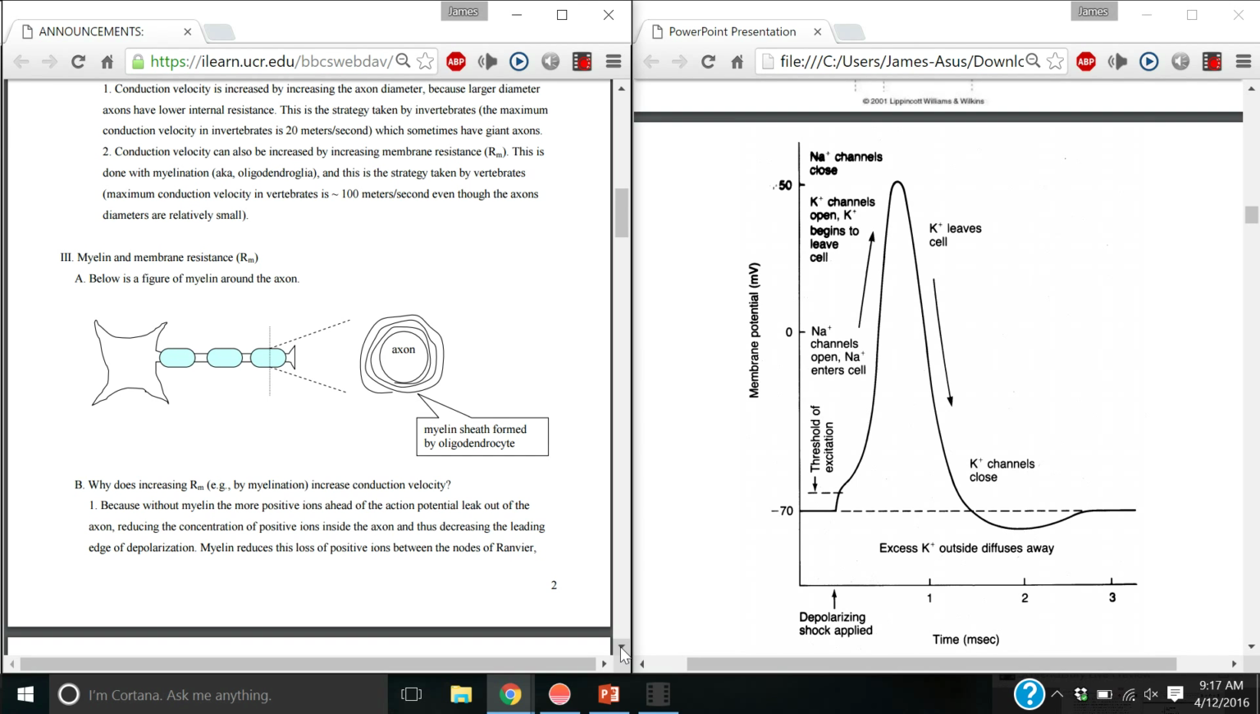And you had a question. Does having more oligodendrocytes on the axon necessarily mean it's faster? No. So the question was, does having more oligodendrocytes mean that the action potential travels faster?